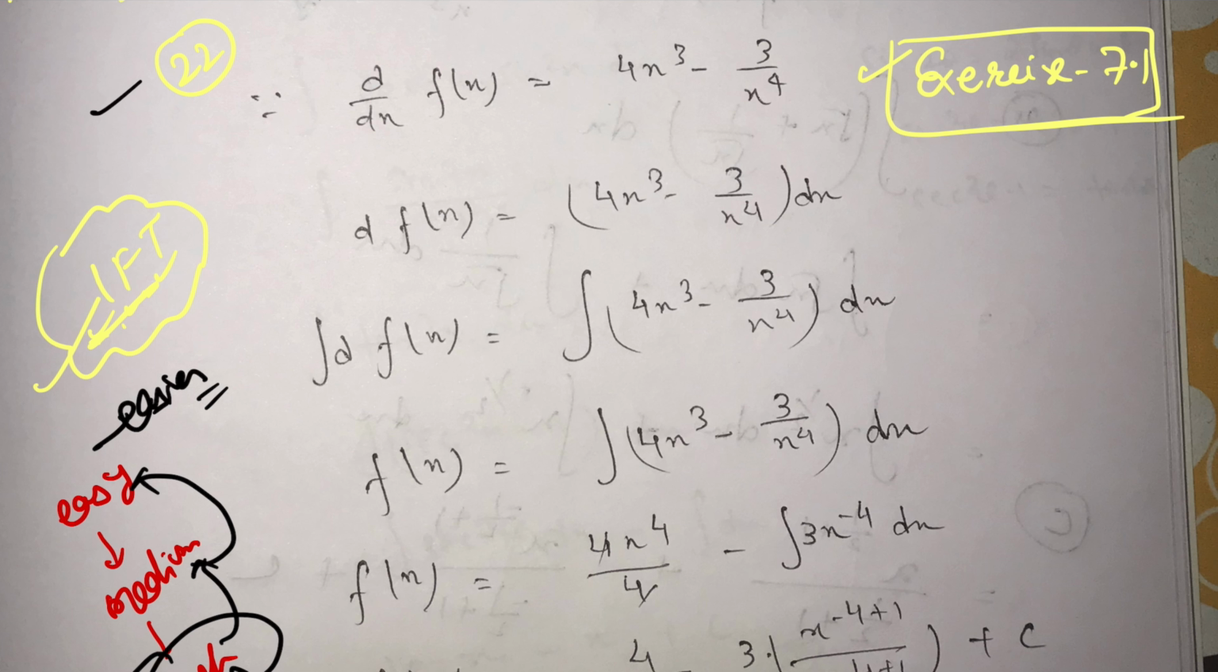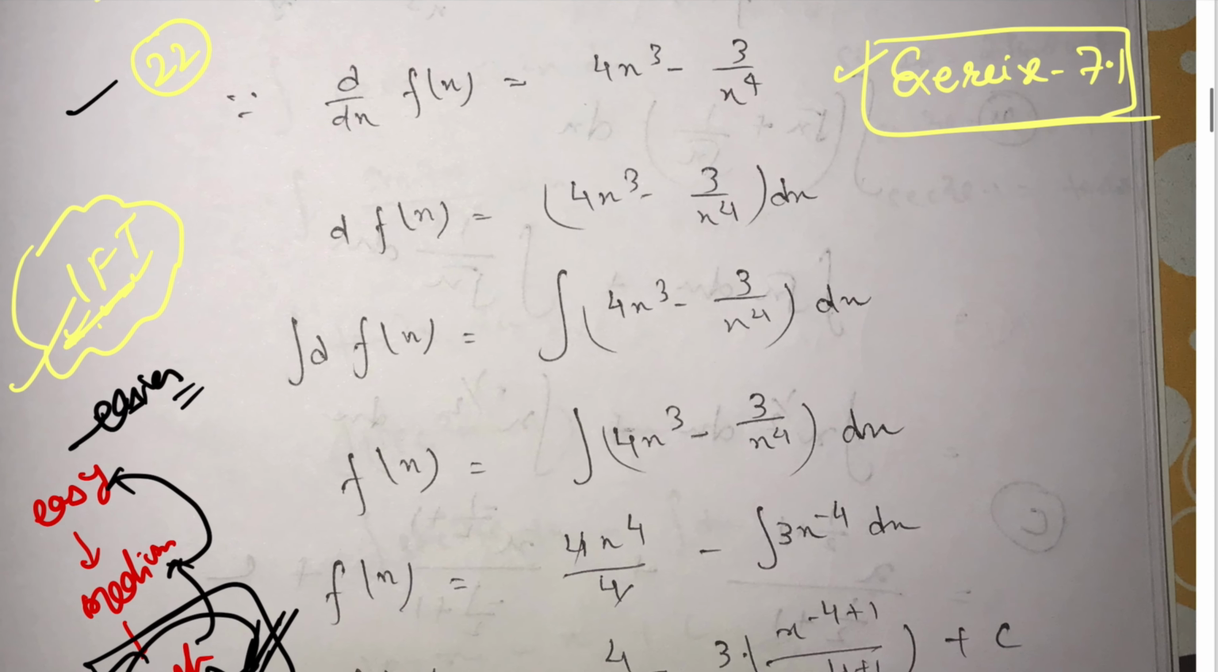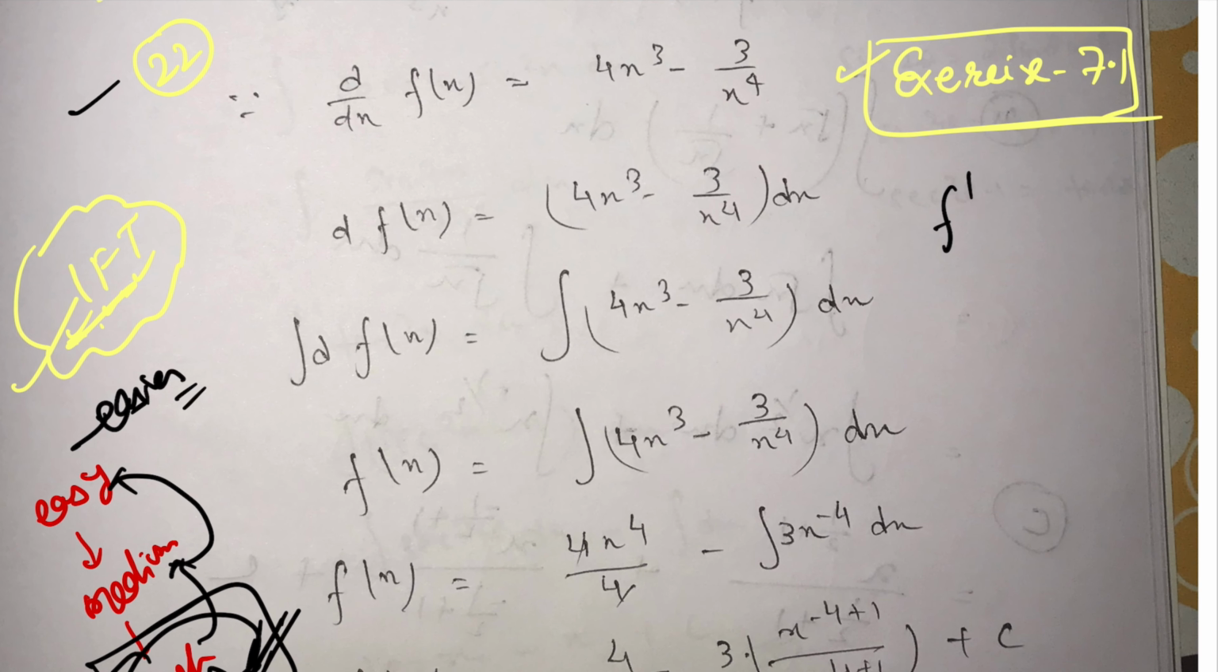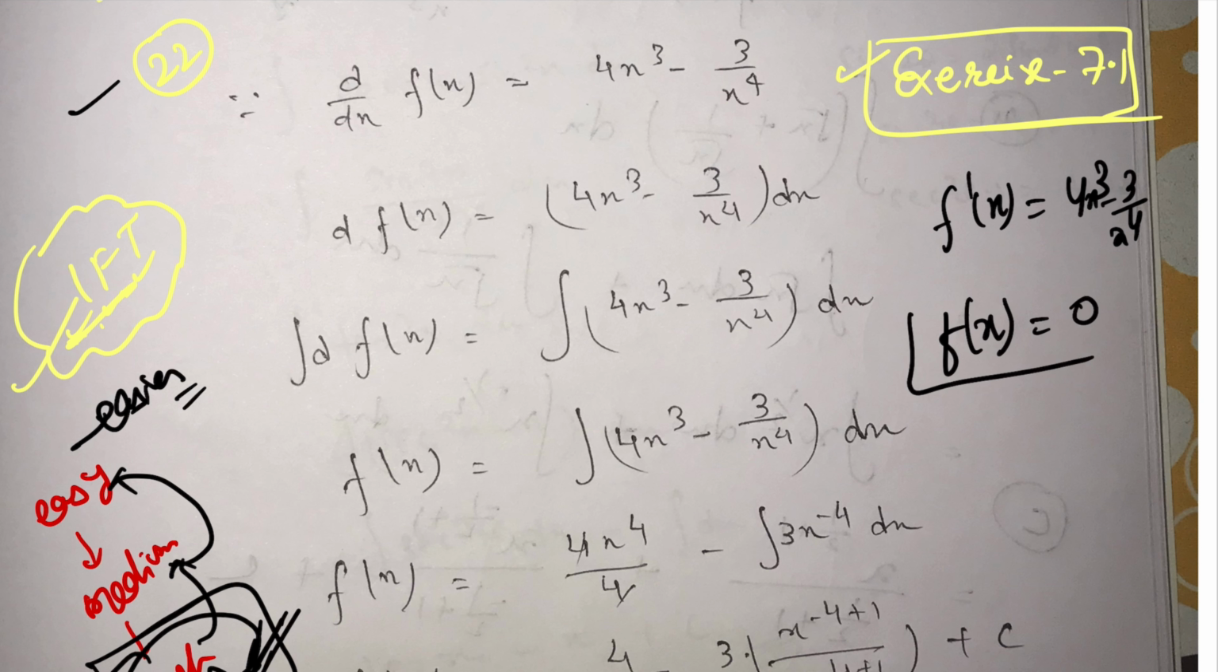Don't be afraid. With a good teacher you will understand the tough questions very well. Don't worry. Now what is the question? The question gives f dash x, which means the differentiation of fx, that is 4x cube minus 3 by x to the power 4. So it is given already, and they are asking us to find the value of fx if fx is equal to 0. This is the question in the book. You can see it in your book. I'll just start solving this.